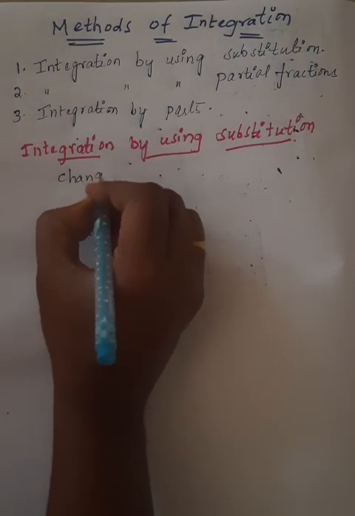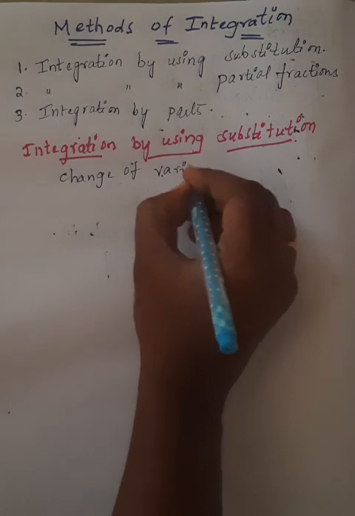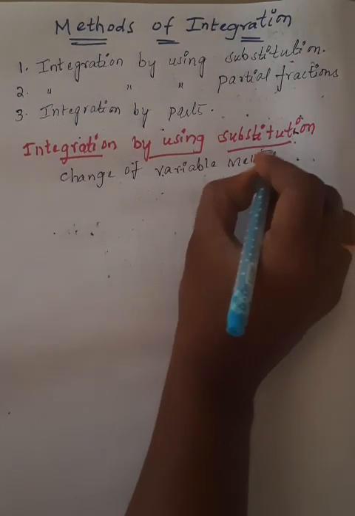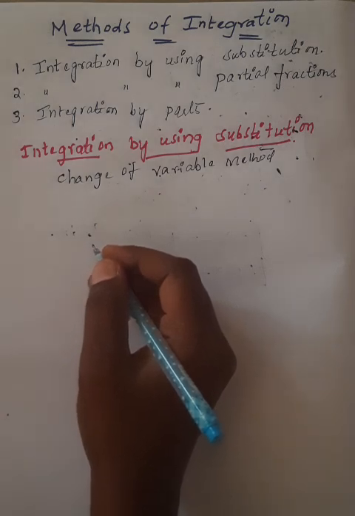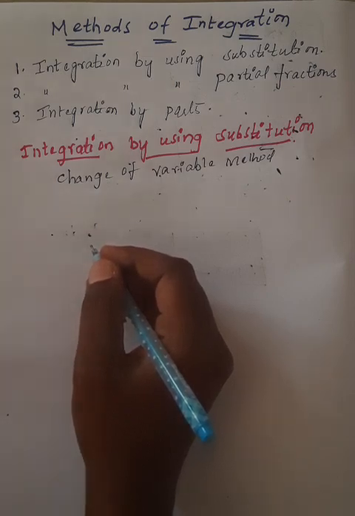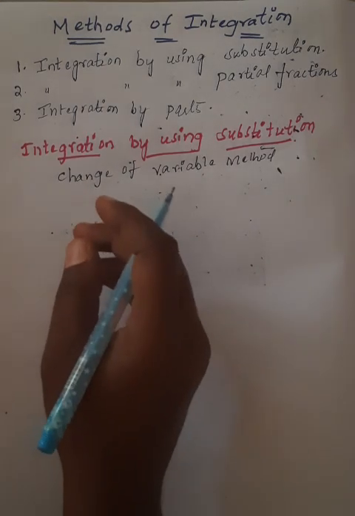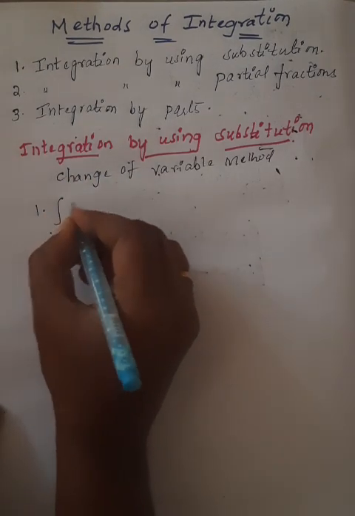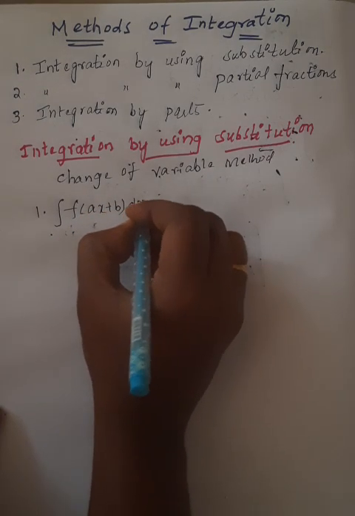The integration by substitution method, we can also call the change of variable method. In this method we will have a total of 6 forms. Those 6 forms are: the first form is integration of f of ax plus b into dx.